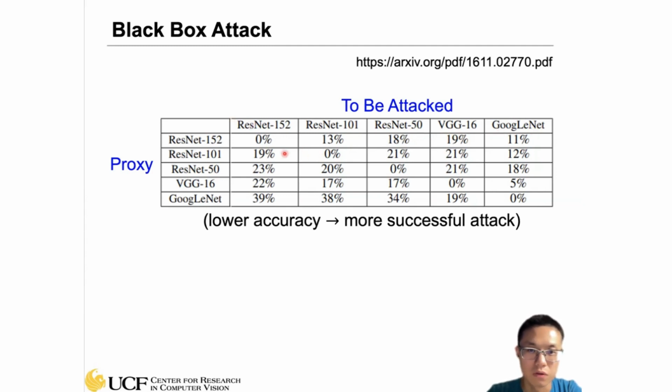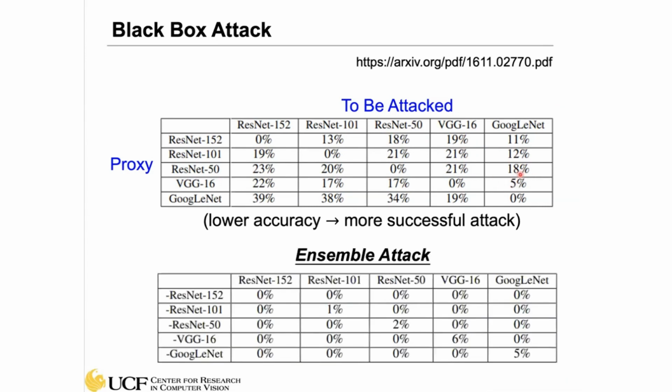So if you look at the diagonal of this table, the diagonal basically means this is the white box attack. This is the proxy and this is the attack model, so they are the same. So it has a very high success rate. But the off-diagonal is considered black box attack because the proxy network and the target network are different. But still, the accuracy of these networks is very low. Some of them can be as low as 5% in this case.